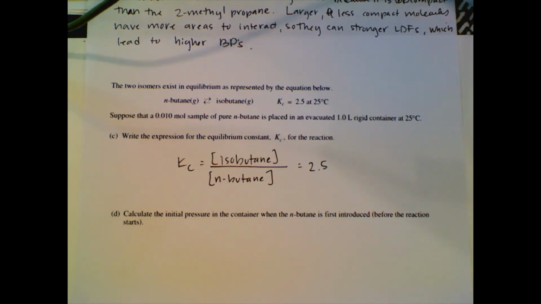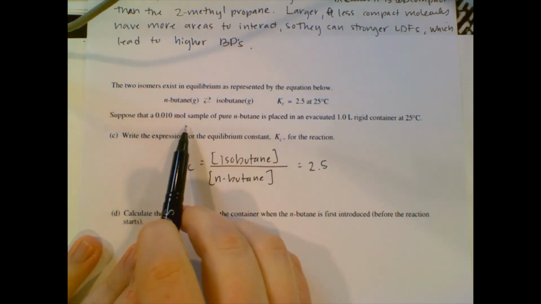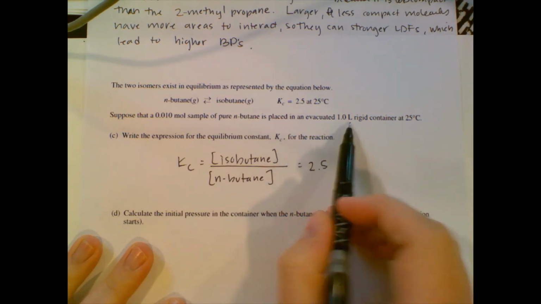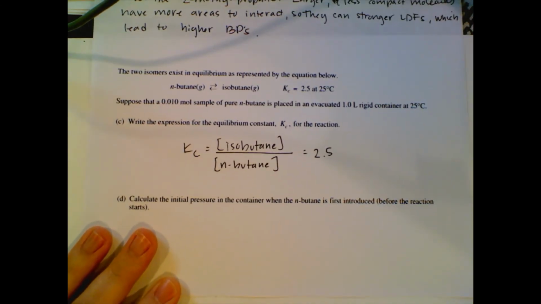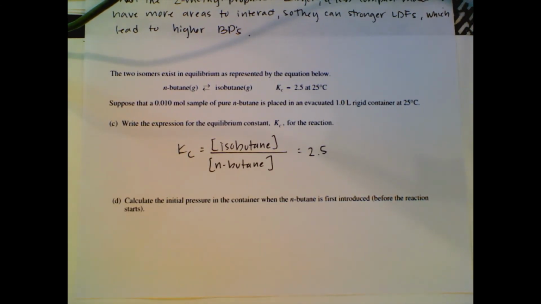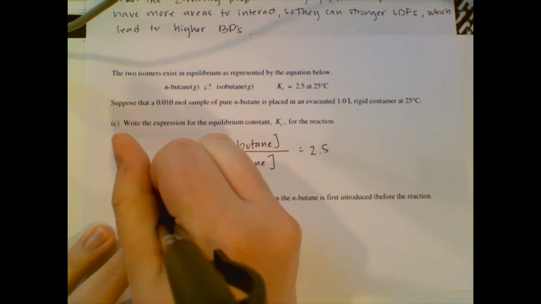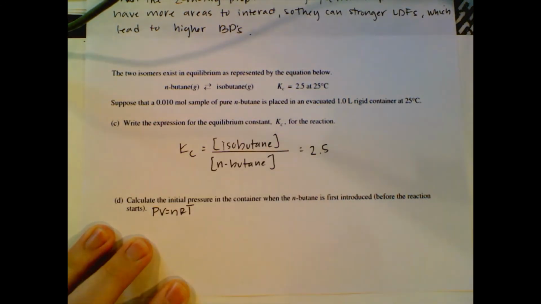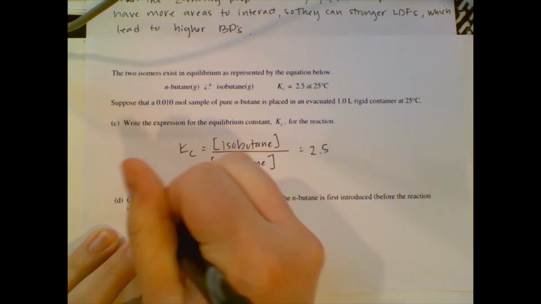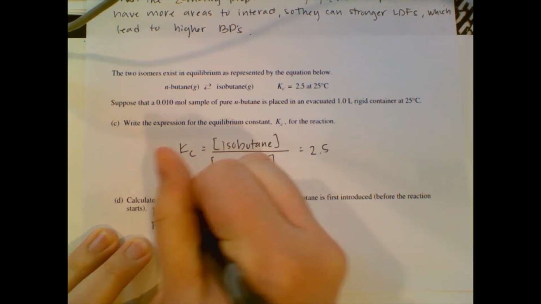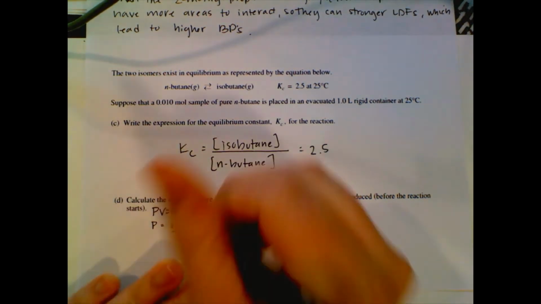Okay, D says to calculate the initial pressure when the N-butane is first introduced before the reaction starts. So it tells me in the problem I have 0.01 moles of N-butane in a 1 liter container at 25 degrees Celsius. So holy moly, this feels like it's going to be an ideal gas law problem. Okay, so we know PV equals nRT. If we're trying to solve for P, it is equal to nRT over V. And so we are going to plug things in.